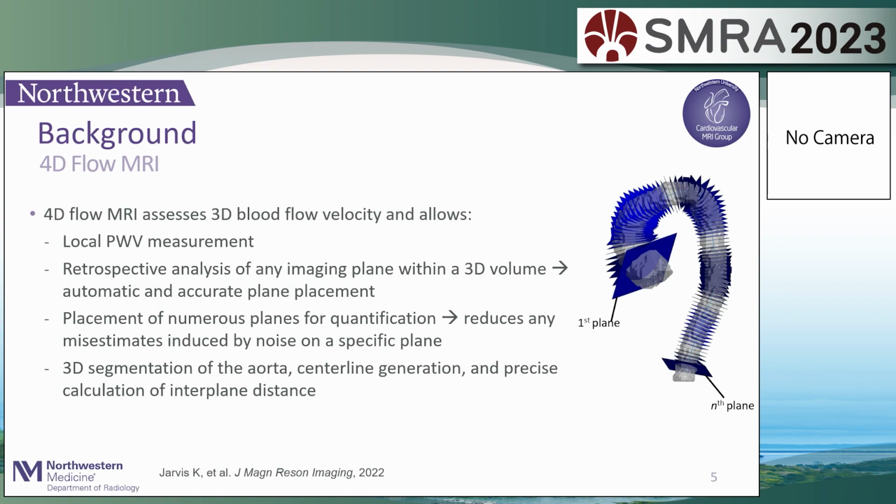This capability makes it superior to alternative techniques like 2D phase contrast MRI and Doppler ultrasound, which, despite offering a higher temporal resolution, necessitate careful planning and manual plane placement. Additionally, 4D flow, due to its comprehensive 3D volumetric coverage, allows for the placement of numerous planes for quantification, which reduces any misestimates induced by noise on a specific plane. And lastly, 4D flow MRI offers the capacity to conduct a 3D segmentation of the aorta and calculate a centerline, which results in a more precise calculation of the distance between planes.